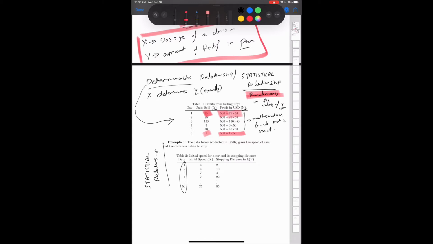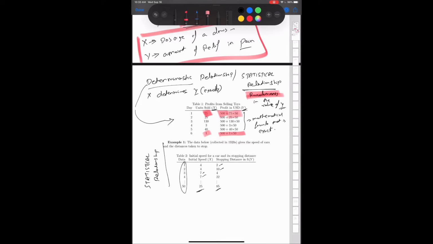So they drove the first car at 4 units of speed, and it took them 2 feet to stop. Let's say they drove the car at 4 meters per second, and then it took them 2 feet to stop. And then they drove another car at the same speed, and when they applied the brakes, it took a little bit longer to stop. And when they drove another car at 7 and kept increasing the speed, they saw how long it took the cars to stop, okay.